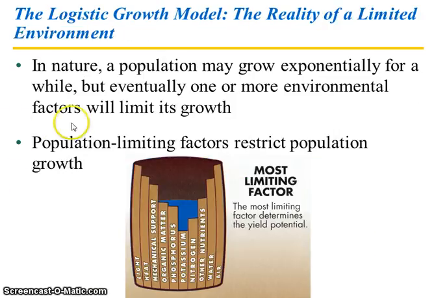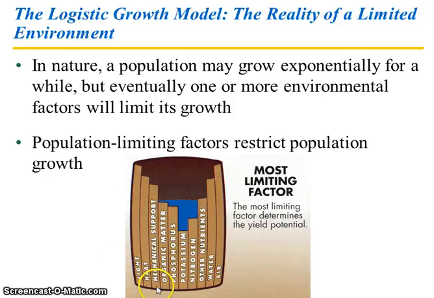And that can work for a bit, but eventually there will be some environmental factor that limits its growth. That's called the limiting factor. Most of the time, that's water. Sometimes it's nutrients. So you can see it's like a bucket here, and each of these portions is made up of a different factor that the population needs for growth.